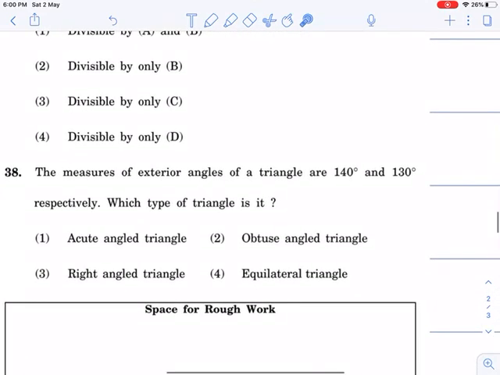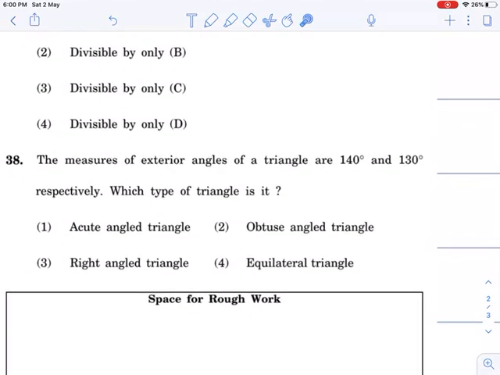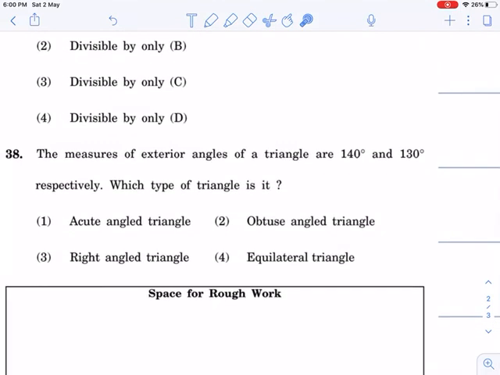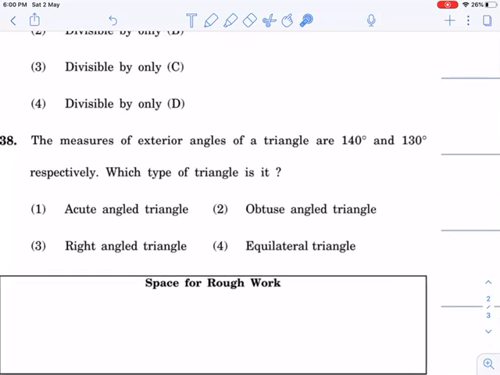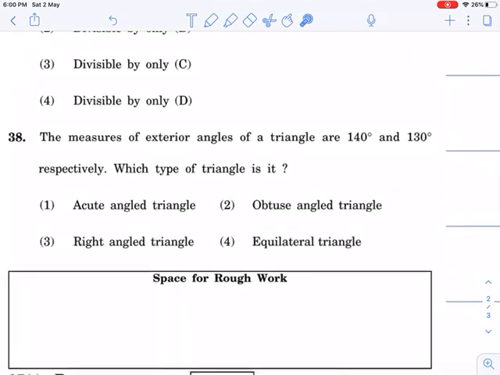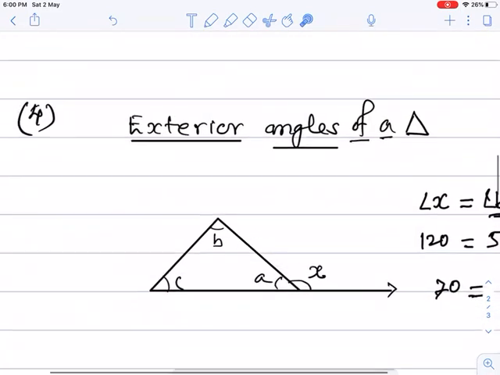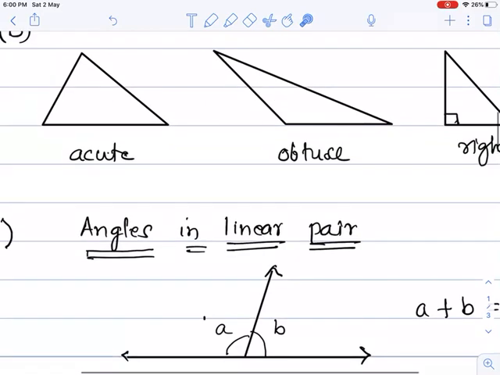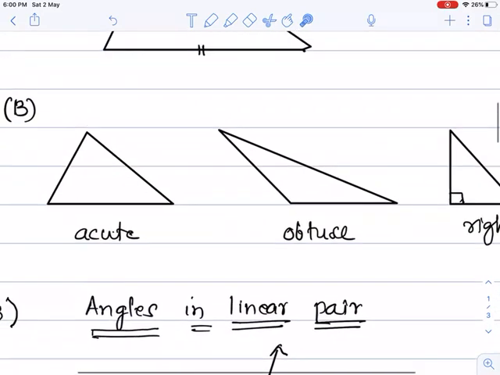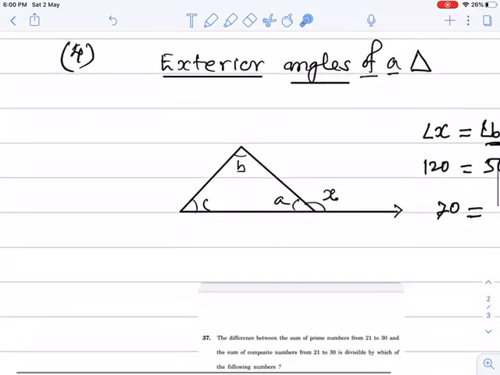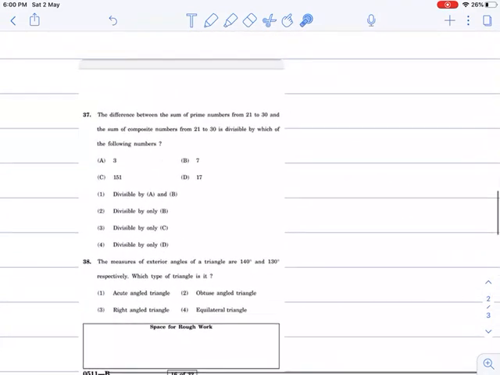So this is an example which was asked in the scholarship exam 2017. Read this example: the measures of the exterior angles of a triangle are 140 degrees and 130 degrees respectively. Which type of triangle is it? For that we have studied the exterior angle property and the types of triangles. We have to use all this here, so these questions are called application layer.